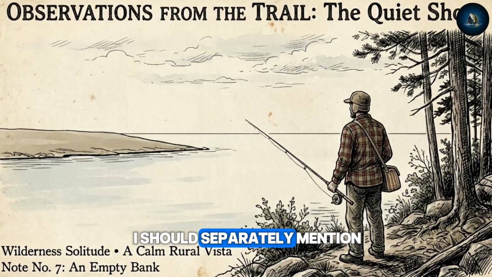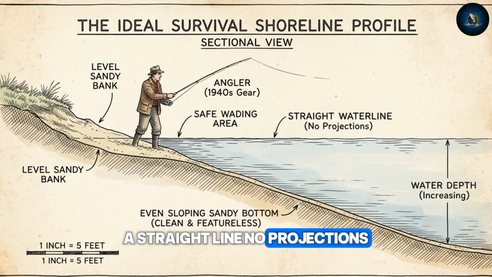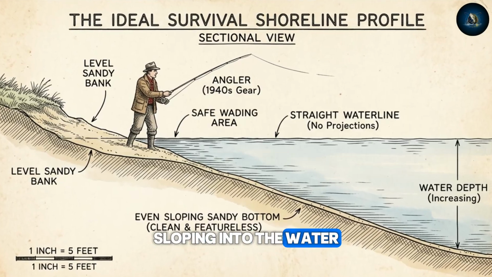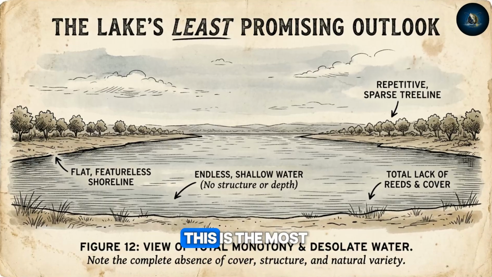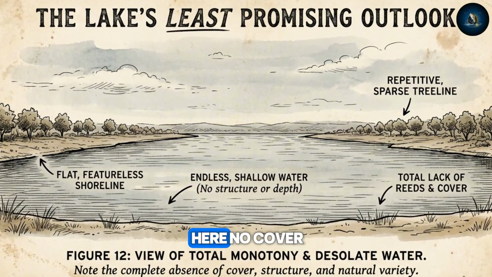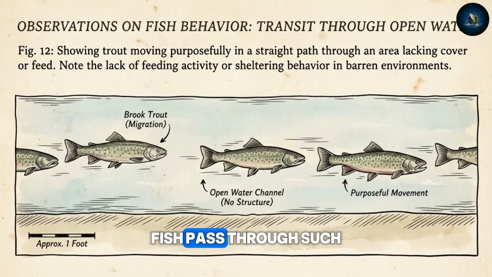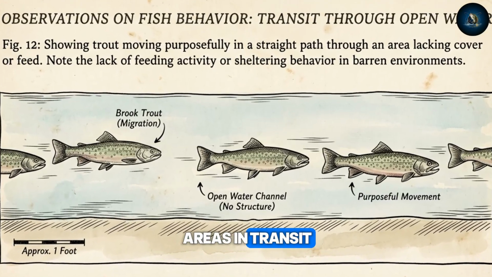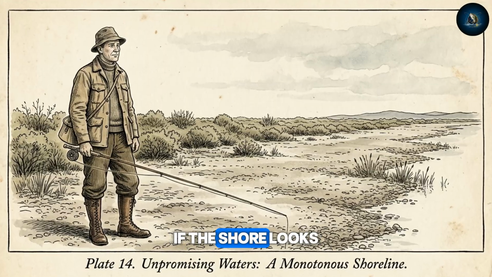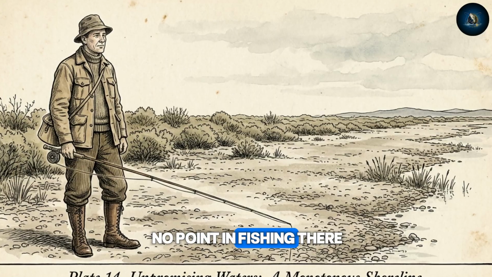I should separately mention what an empty shore looks like. A straight line, no projections, a sandy bottom sloping into the water at the exact same angle. This is the most boring place on the lake. There is no variety here, no cover, no changes in depth. Fish pass through such areas in transit, but do not linger. If the shore looks monotonous for 100 meters, there is most likely no point in fishing there.